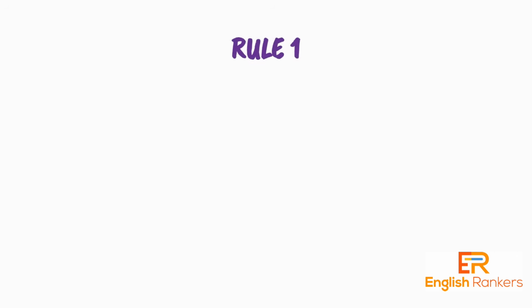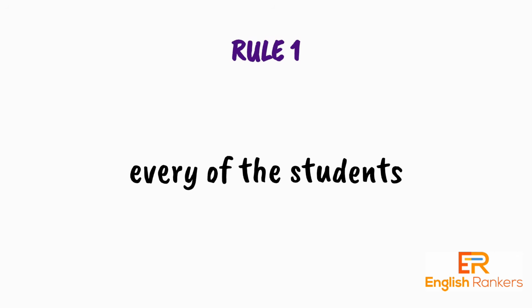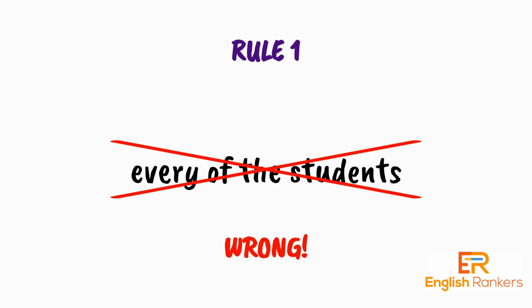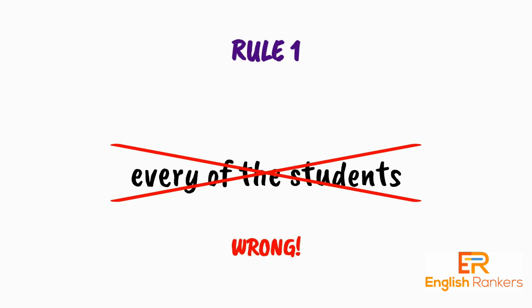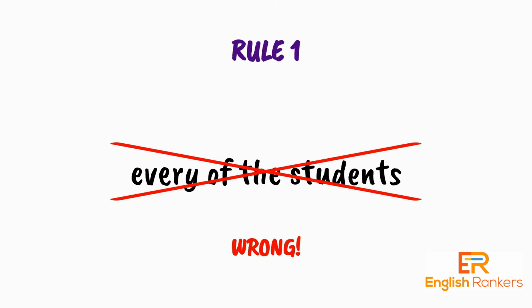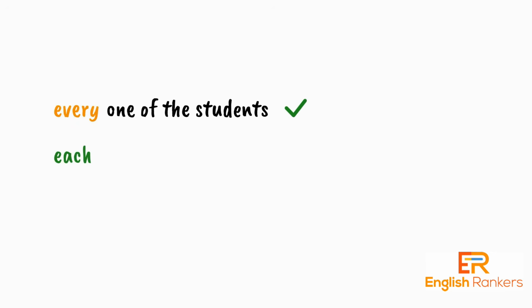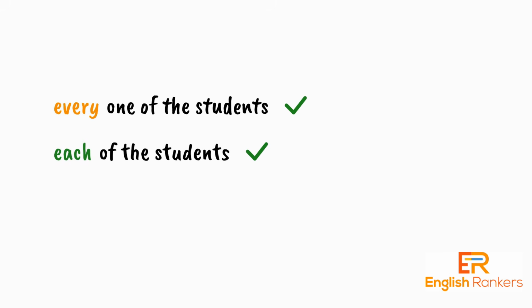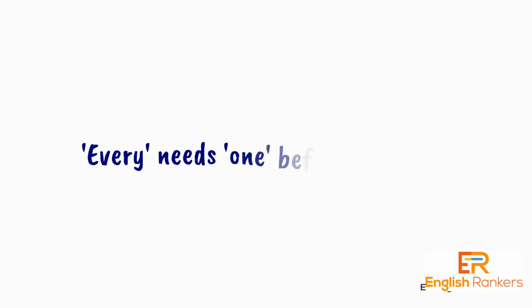Now here are 2 important rules about every that separate it from each. First, you cannot say every of. That is always wrong. If you need to use of, you must say every one of the students. But with each, you can simply say each of the students. That works perfectly. That is a key difference to remember.